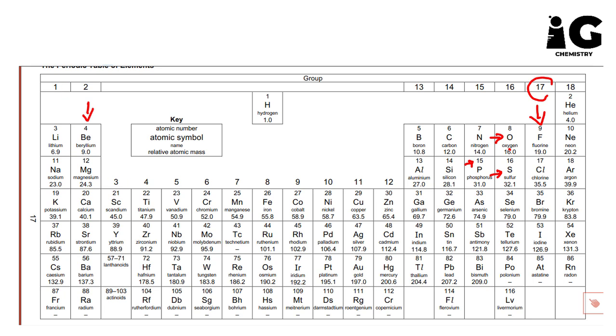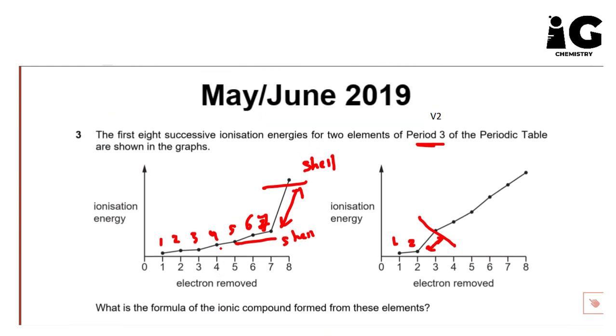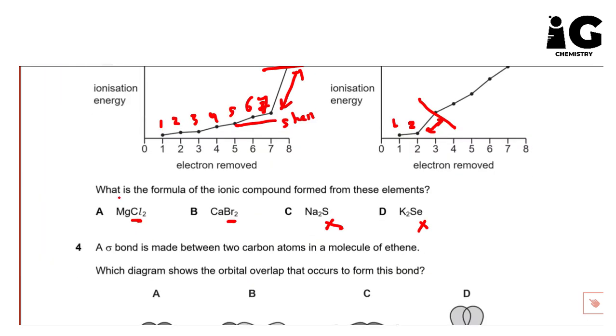Here we have Mg and Ca, so it could be Mg and Ca, both of them are correct. But if you check here, he said period 3. Period 3 means we have Mg in period 3 and calcium in period 4. So the correct answer is Mg. Okay, guys, this is the correct answer.